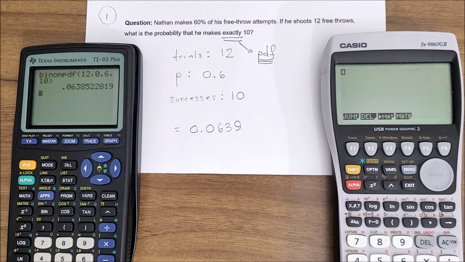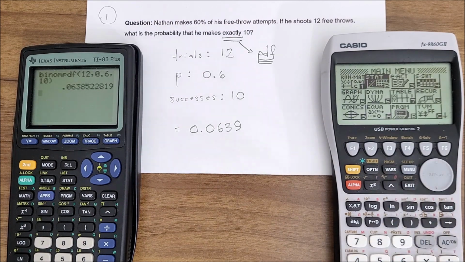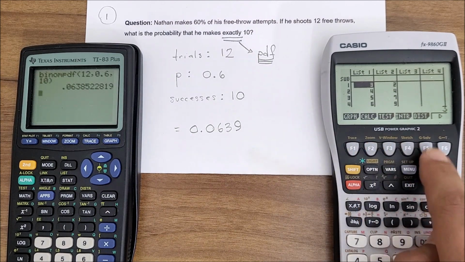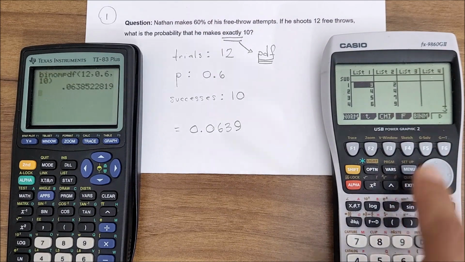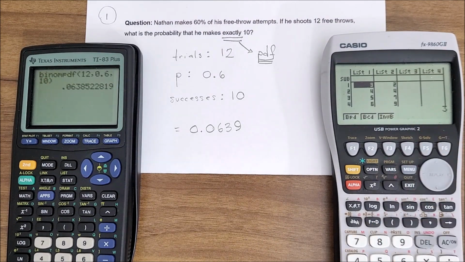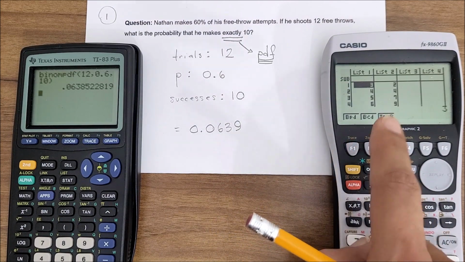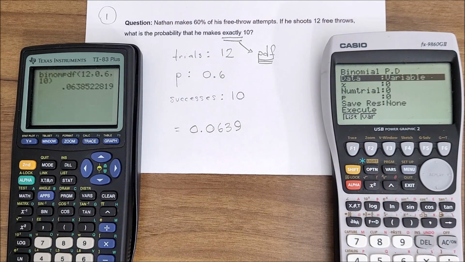Now let's talk about how to do that on the Casio. On the Casio, you're going to hit the menu button and go over to statistics, because that's what we're working on. Distribution is down here, F5, all the way to the right. So I'm going to hit the function button under binomial, BINM. As you can see here, we have binomial PDF and binomial CDF, and we just talked about how this problem would be a PDF.